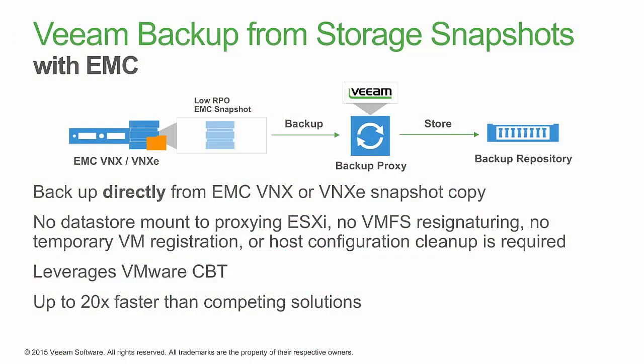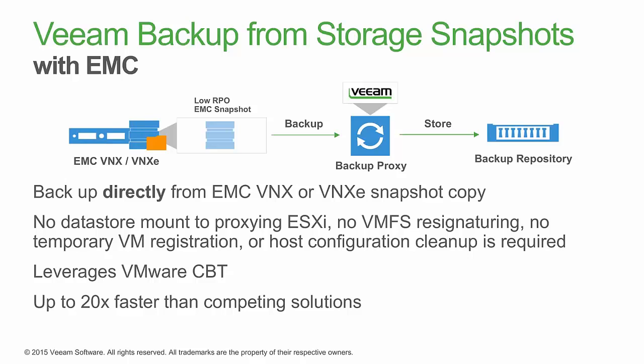So with version 9 we've brought out support for EMC VNX and also VNXe, and this enables you to perform your backups up to 20 times faster than the competition, but the flip side of that is it helps you with the recovery of data as well. So this is the idea of Veeam Backup from storage snapshots, so you can back up directly from EMC VNX or VNXe snapshot copy. When Veeam performs the backup, the storage system performs a snapshot which contains the crucial VMware snapshots, and the backups are performed directly over the SAN from those snapshots.